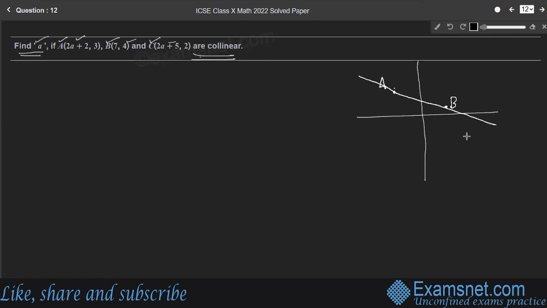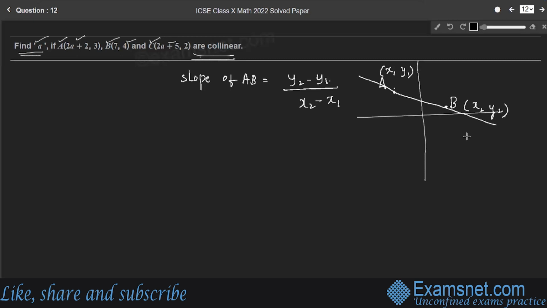So if 2 points have coordinates x1, y1 and x2, y2 respectively, and they are collinear, then the slope of line AB becomes y2 minus y1 divided by x2 minus x1, right? So the coordinates of y are y1 and y2.